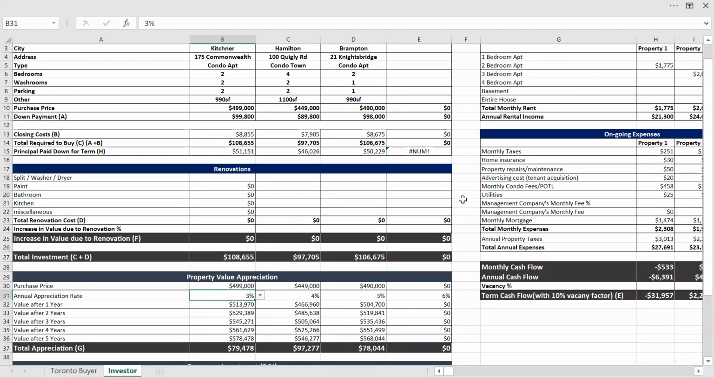So there you have it. This is just a quick overview of what I do with investors when we do an analysis and help them to make the best decision possible.